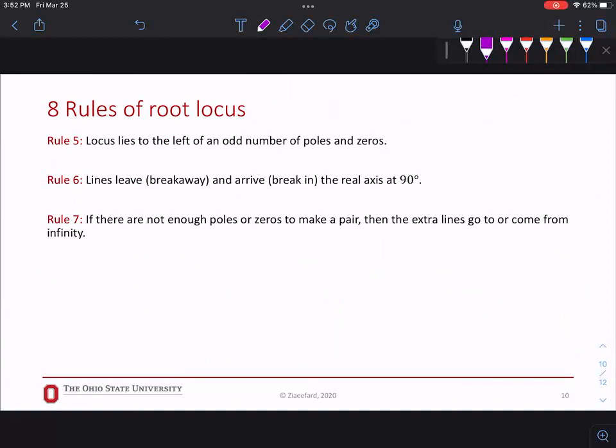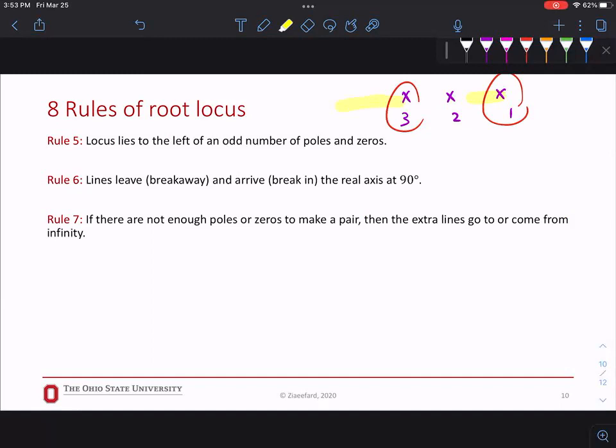You're really distracting me. The loci will always be placed on the left of an odd number of poles and zeros. Now, the pole itself should not be even or odd, it's the count of them. So if you have 3 poles, 1, 2, 3, this is the odd one. So we know the locus would be on the left of the odd number. So if there's a zero, you connect to it. If not, it has to go to infinity.